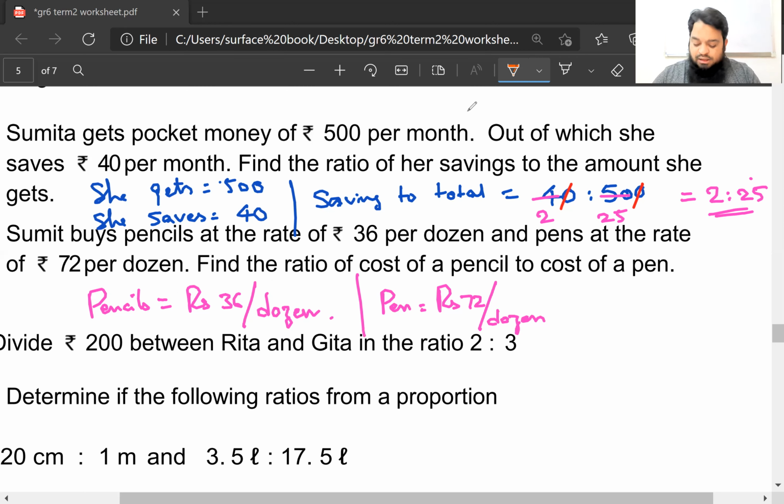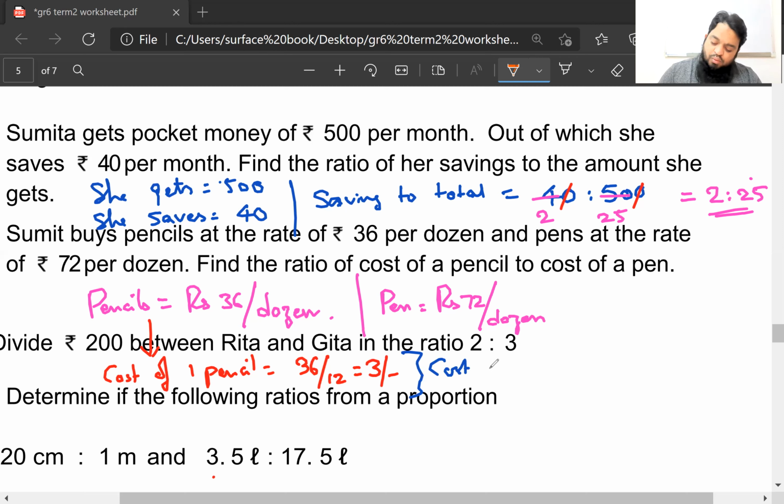Okay. Let us find out. So from this, let us find out the cost of one pencil. We have studied the unitary method. So 12 pencils cost 36 rupees. So one pencil is equal to 36 divided by 12. So that is equal to, 12 threes are 36, 3 rupees. Got it?